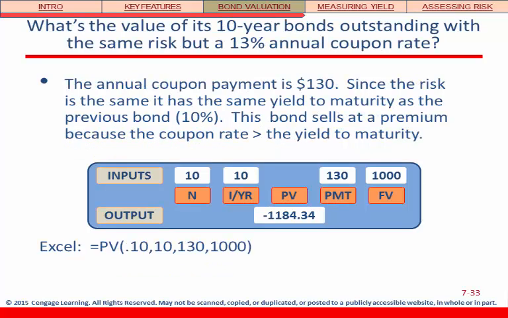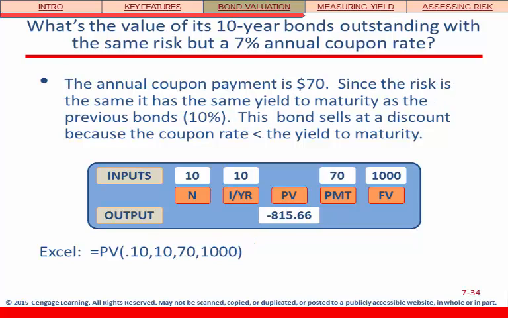Okay, so what's the value of its 10-year bonds outstanding with the same risk, but a 13% annual coupon? Okay, well, what do you do here? You're just going to take the 13%, multiply it by the par, which is 1,000. You're going to get 130. So very similar situation, except you're changing your payment to $130. When you solve for present value, you'll get $1,184.34. So this would mean that this is a premium bond. I know it says negative. Just kind of remember that it has to be negative, but the price for this bond is really $1,184.34.